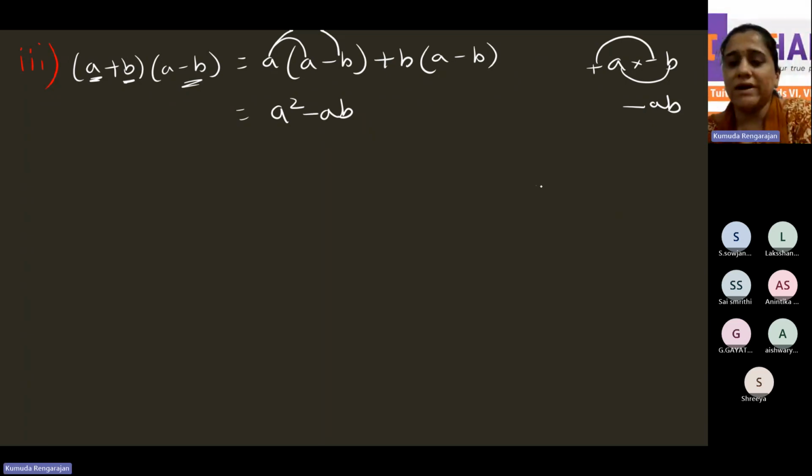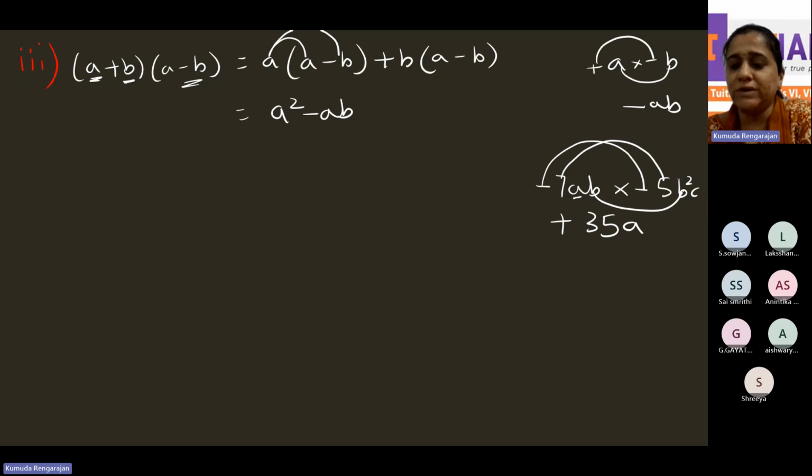See now, if you have minus 7ab into minus 5, whatever, like b square c. So first multiply the signs, minus into minus, plus. Then multiply the numbers, 7 fives are 35. Then the letters, a, b into b square is b cubed, because the power is 1 here. 1 plus 2, 3. When bases are same and it's multiplication, we add the powers, 1 plus 2, 3, and c. Multiply the signs, multiply the numbers, multiply the letters.